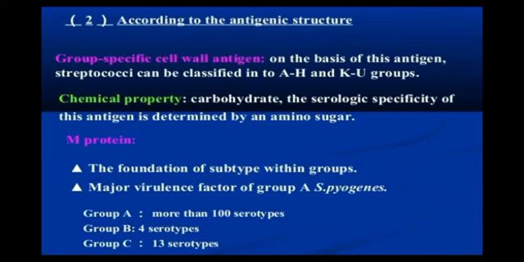According to antigenic structure, group-specific cell wall antigen, on the basis of antigen, streptococci can be classified into groups A to H and K to U. Chemical property: carbohydrate. The serological specificity of this antigen is determined by an amino sugar and protein. The foundation of subtypes within group. Major virulence factor of group A streptococci is pyogenes. Group A has more than 100 serotypes, group B 4 serotypes, and group C 30 serotypes.